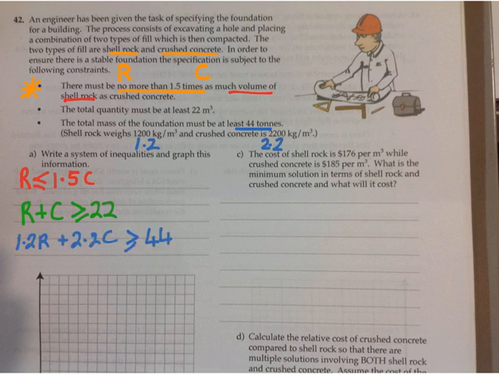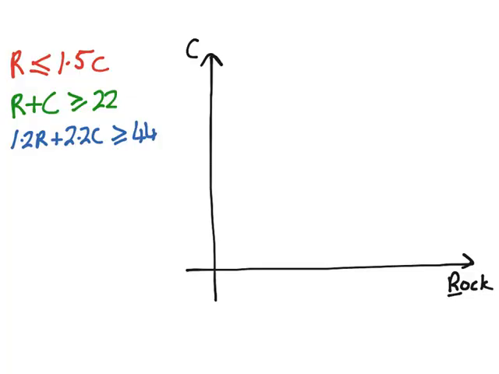Once we have those three inequations, we can then go ahead and graph them. I'm going to put my rock along the bottom and the concrete up the side. For the top equation, what would happen if I had 10 concrete? That's a value of 10 for concrete, and the amount of rock I get would be 15. So I've got a value of 10 and 15.